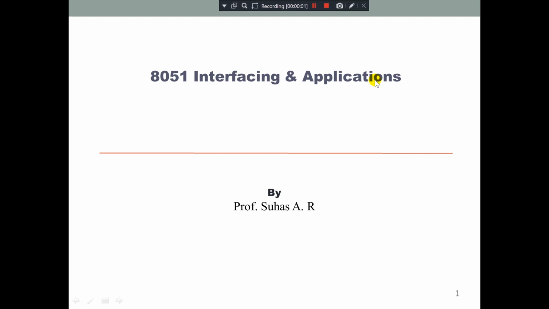Good morning everyone. So today let us discuss 8051 interfacing and its applications with different interfacing concepts. Till now, in the last class, we discussed interfacing with LCD and interfacing with LEDs. In today's class we will discuss interfacing with DAC and interfacing with stepper motor. Okay, so let us start.